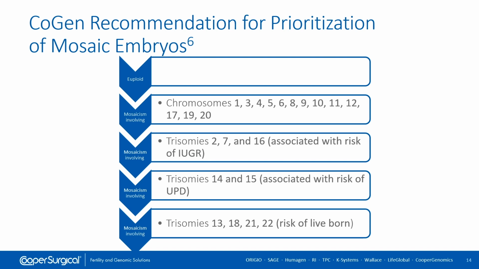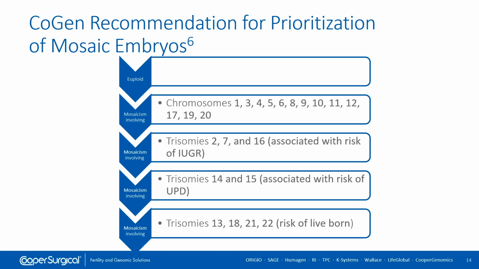If those are not available, embryos that have PGTA results that have mosaic findings for trisomy 14 or trisomy 15 might be considered. These are of lower priority because they are associated with an increased risk of something called uniparental disomy. My colleague Jennifer will be talking about this in more detail in just a few moments. And those chromosomes with the lowest priority for transfer include trisomies 13, 18, 21, and 22. All of these have been associated with a risk for a live-born child with a disorder related to this chromosome finding.